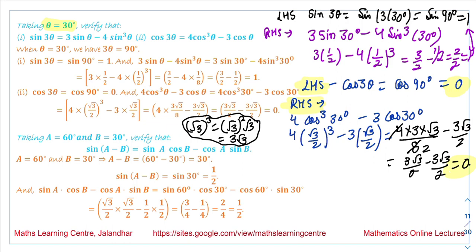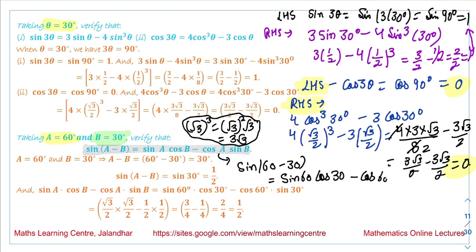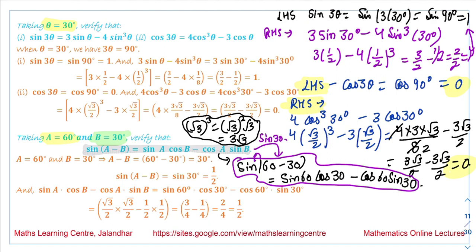Next, taking A equal to 60 degree and B equal to 30 degree, we have to verify this equality. If we substitute these values, this equation becomes sine of 60 minus 30, that is equal to sine 60 cos 30 minus cos 60 sine 30. We have to verify this. The left side is sine of 30.